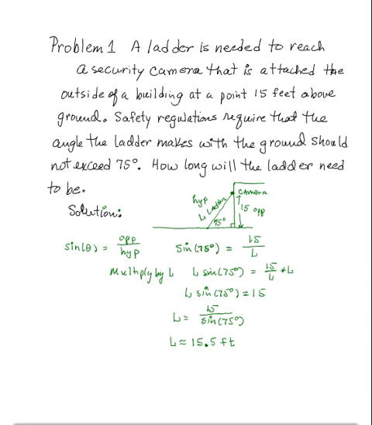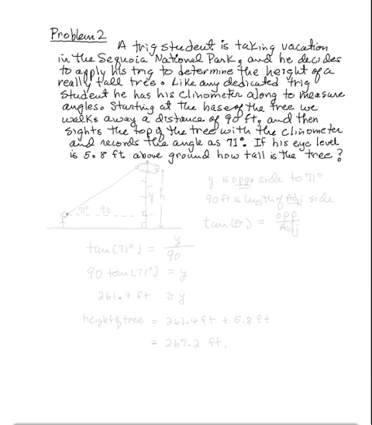Problem 2 says, a trig student is taking a vacation in the Sequoia National Park, and he decides to apply his trig to determine the height of a really tall tree. Like any dedicated trig student, he has his clinometer along to measure angles. Starting at the base of the tree, he walks away a distance of 90 feet. Then sights the top of the tree with the clinometer and records the angle to be 71 degrees. If his eye level is 5.8 feet above ground, how tall is the tree?